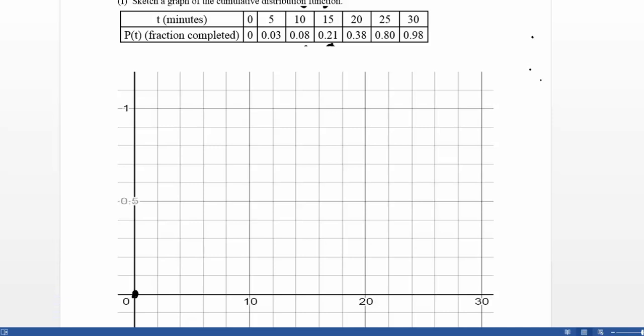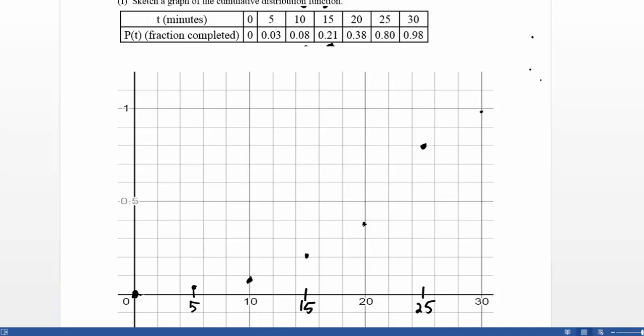So we have at time equals 0, the fraction is 0. At time equals 5, the fraction is 0.03. So that's less than 0.1, so that's still pretty low. That's way down here. At time 10, we have 0.08, so we're getting closer to that 0.1 value. At time equals 15, we have 0.21, so 0.21 is roughly here. At time equals 20, we have 0.38, so that's pretty close to 0.4, so that's right about here. At time equals 25, we jump all the way up to 0.80, which is quite a jump, so that's here. And then at 30, we're up to 98%, so up here.